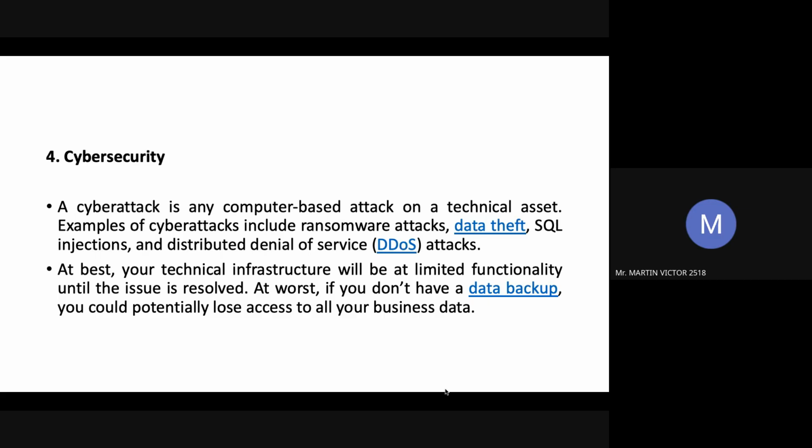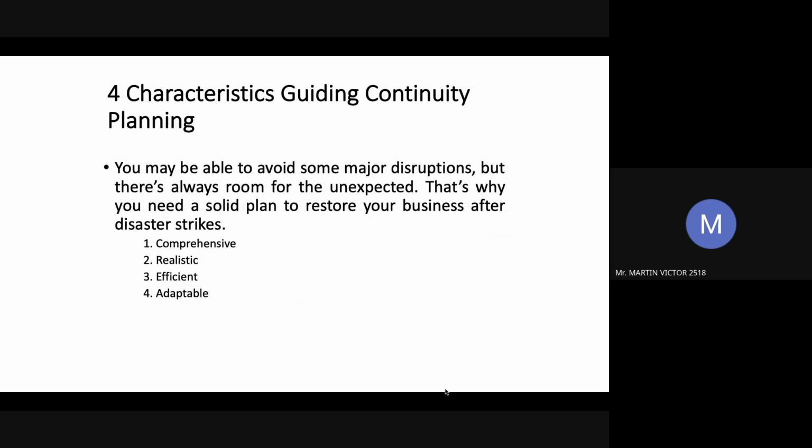So this business continuity plan must be framed. Whenever any kind of threat has occurred, the organization should be in a position to continue their business by following the business continuity plan. Now, what are the four characteristics guiding the continuity planning? Right now, we may be able to avoid some major disruptions, but there is always room for the unexpected.